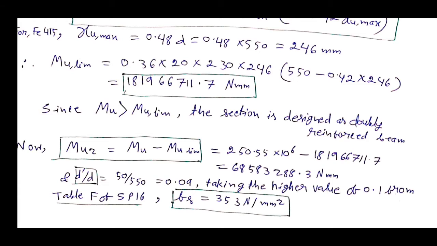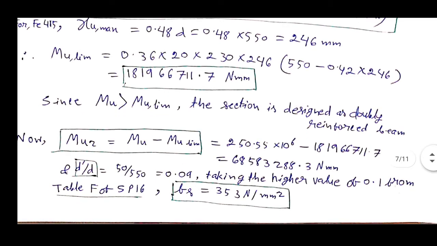So the section is designed as a doubly reinforced beam, right? So now we have to find out the value of Mu2, the additional moment. Now Mu2 is equal to Mu minus Mu limit, right? So Mu is 250.55 into 10 to the power 6 Newton mm minus the value which we have got for Mu limit. So that is equal to 68583288.3 Newton mm.